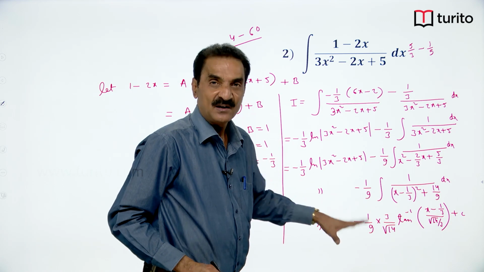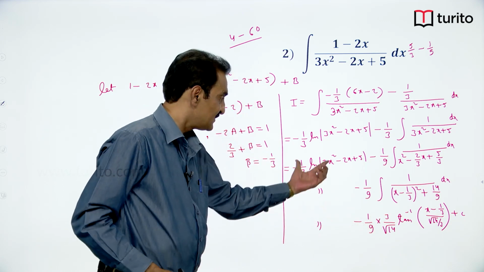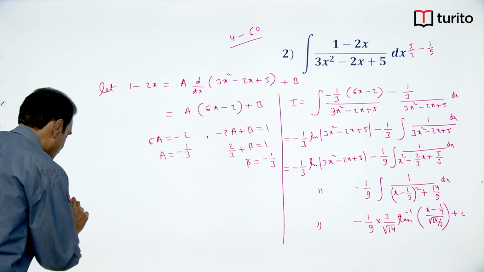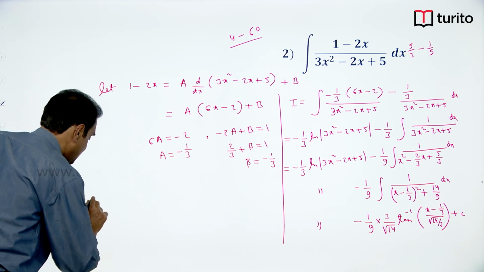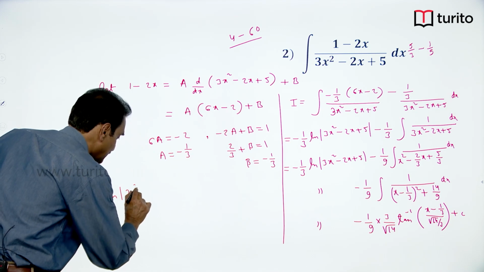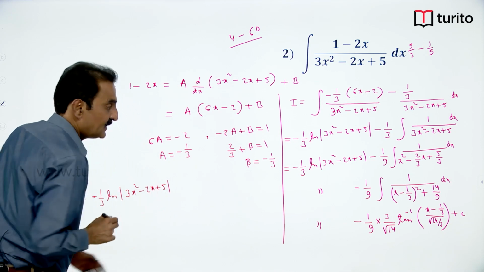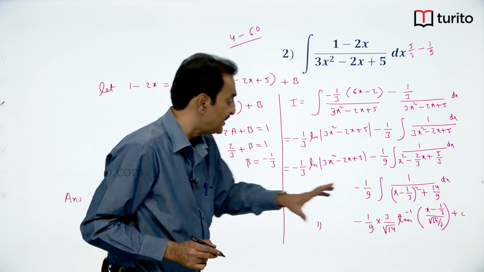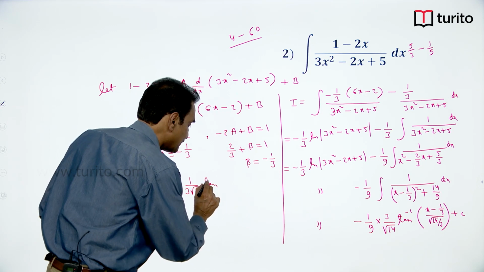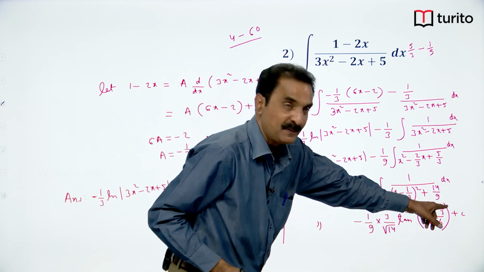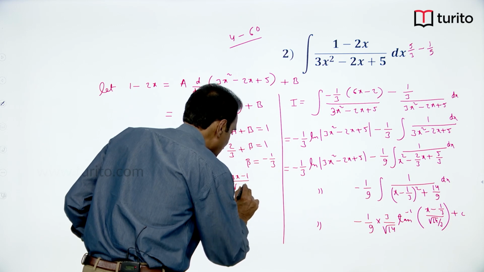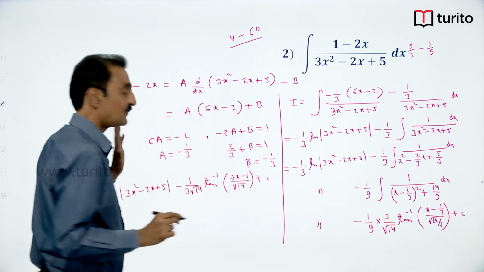We can write plus c in the last step. So, finally, this is the answer, minus 1 by 3 log mod 3x square minus 2x plus 5. Answer is minus 1 by 3 log mod 3x square minus 2x plus 5. This is what, after simplification, minus 1 by 3 root 14 tan inverse. If you multiply numerator and denominator by 3, you will get (3x minus 1) by root 14 plus c. So, this is the final answer.